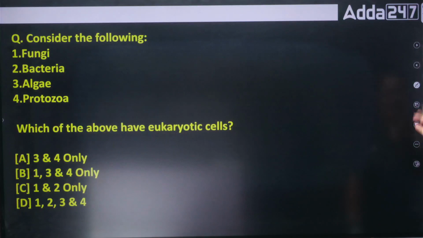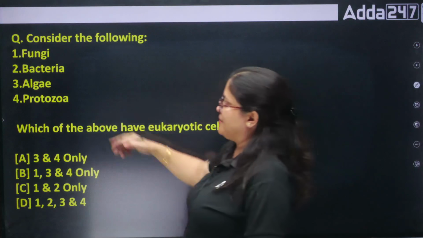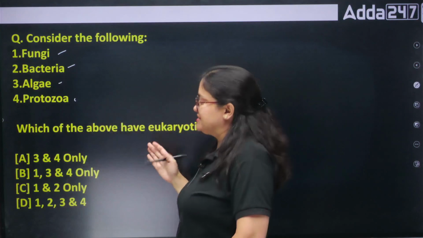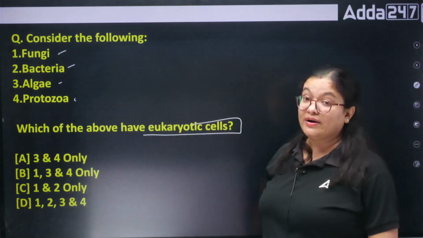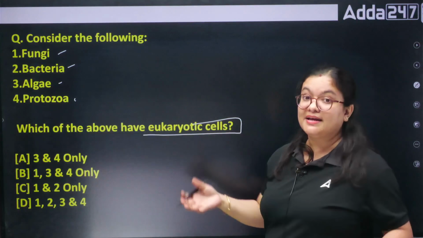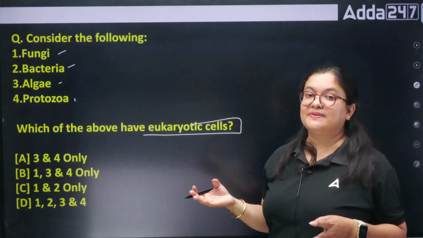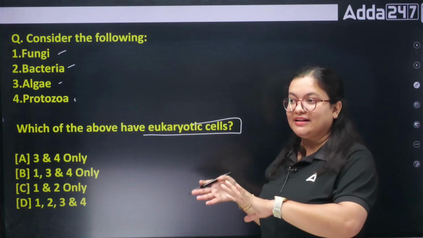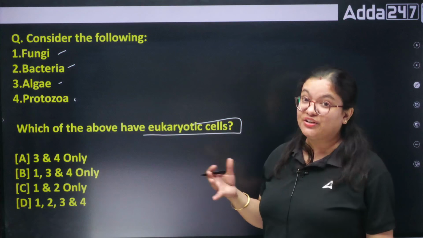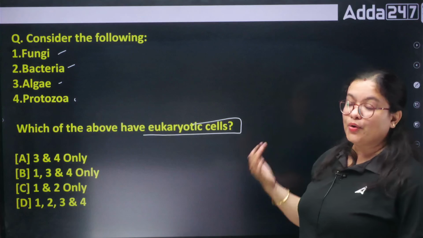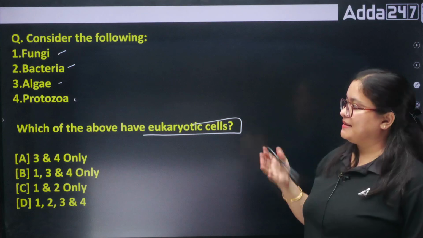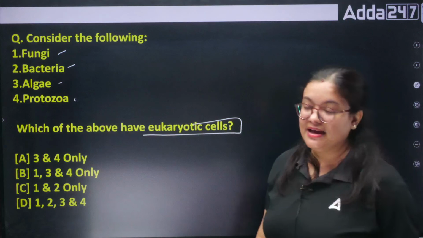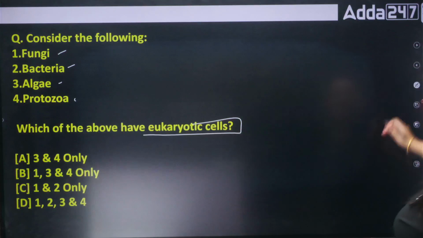Next question, consider the following. The options are fungi, bacteria, algae and protozoa. Amongst these, which are eukaryotic cells? What is the difference between eukaryotic and prokaryotic? We have eukaryotic cells, which have multiple cell types. The cells in our brain and the cells in our heart or in our hand or in any part of the body are different. And when we talk about prokaryotic, they only have a single type, like bacteria is an example of a prokaryotic cell. Apart from bacteria, all are eukaryotic cells here.